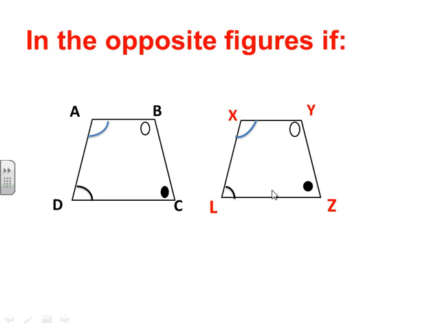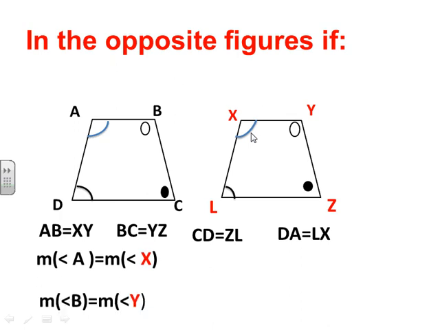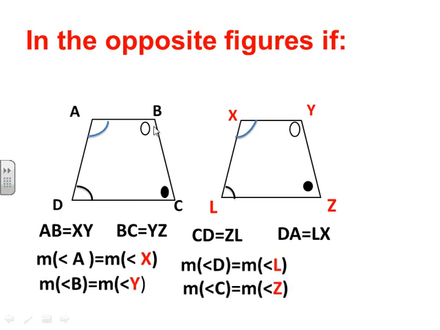Now in the opposite figure, if AB equals XY, and BC equals YZ, CD equals ZL, DA equals LX, and if the measure of angle A equals the measure of angle X, and the measure of angle B equals the measure of angle Y, the measure of angle D equals the measure of angle L, and the measure of angle C equals the measure of angle Z, then these two polygons are congruent.